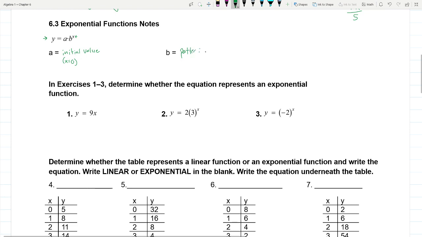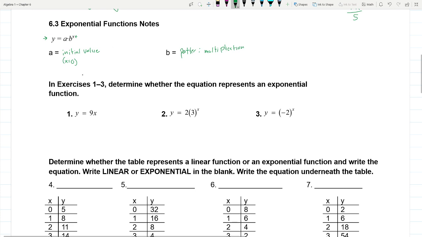B is our pattern, or what we're multiplying by. It's going to be some type of multiplication, and that might be a little bit hard when you think of this, because there is a way for it to be decreasing but still be multiplication. So we're just multiplying by a fraction.